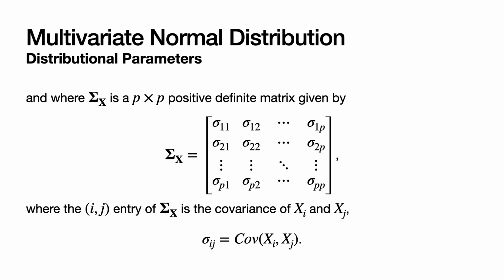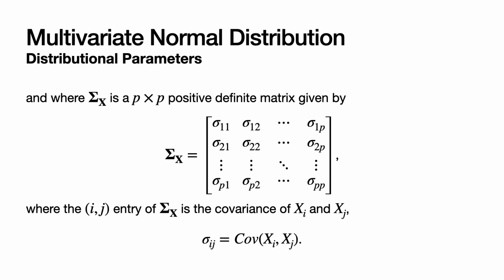If we look at that first column, it contains the values sigma 1, 1, sigma 2, 1, and so forth down to sigma p sub 1. And so in that column, sigma 2, 1 is the covariance of x2 and x1, and continuing on down, sigma p1 is the covariance between xp and x1. Now looking down the diagonal, we have entries sigma 1, 1, sigma 2, 2, and so forth down to sigma pp.